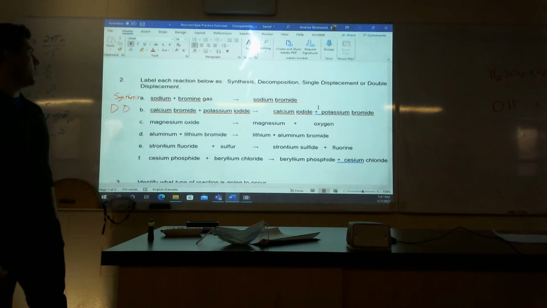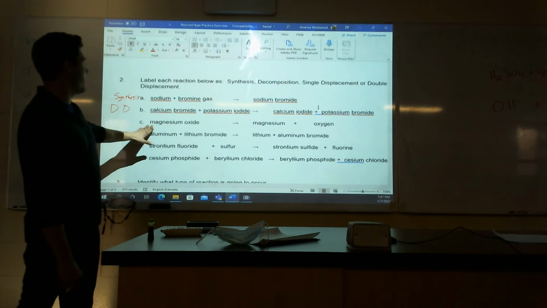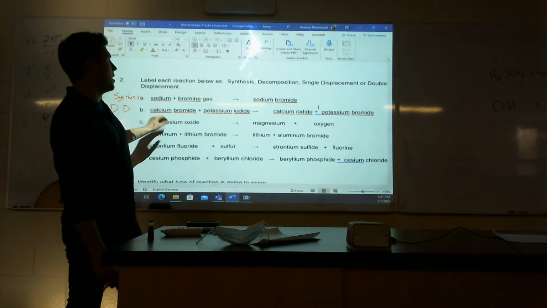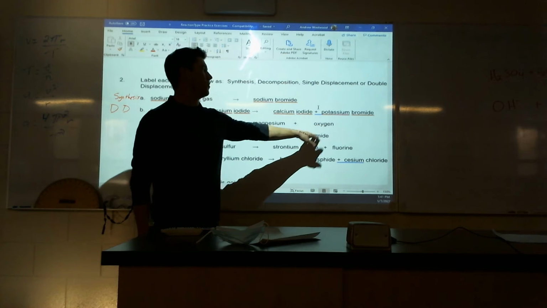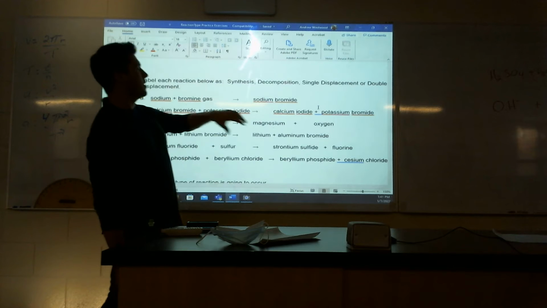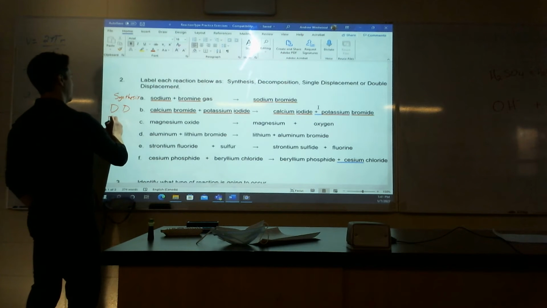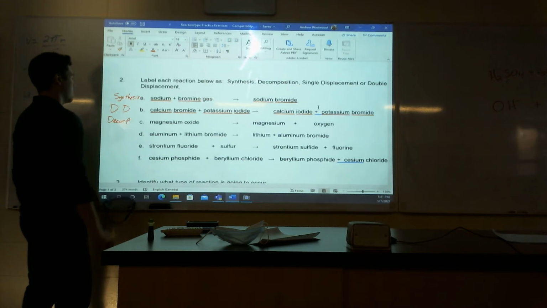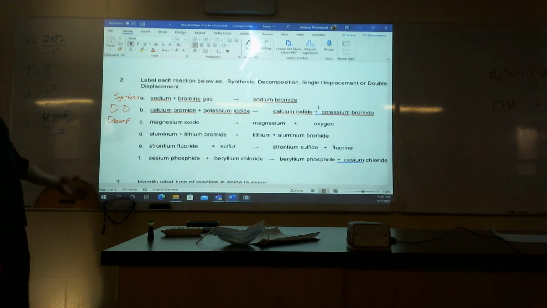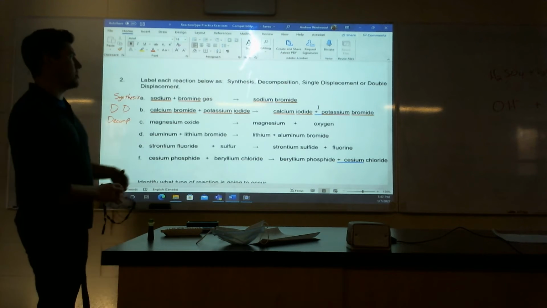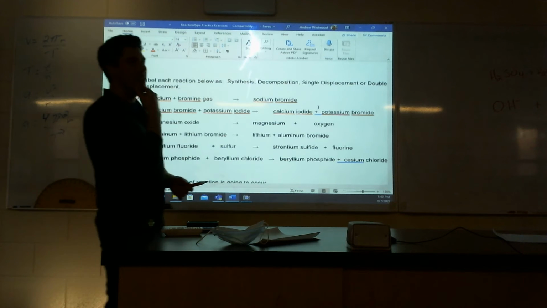Cool, let's do one more and move on. So this one, we have magnesium oxide, and it breaks apart into magnesium and oxygen. So we have 1 compound that breaks apart into elements by itself. So we get a decomposition. Cool. All right, and then the rest will follow along the same lines. Just label which one is which. All right, let's keep going.